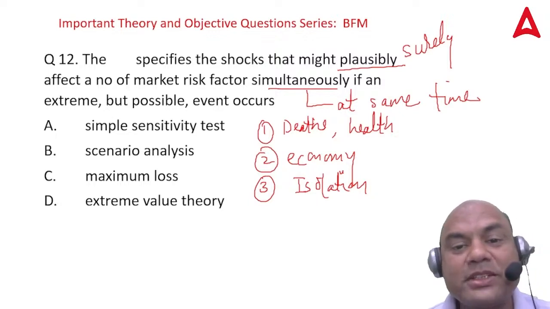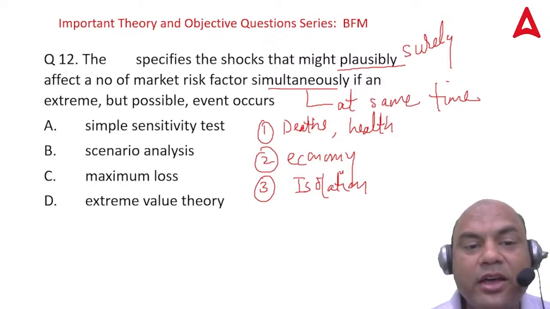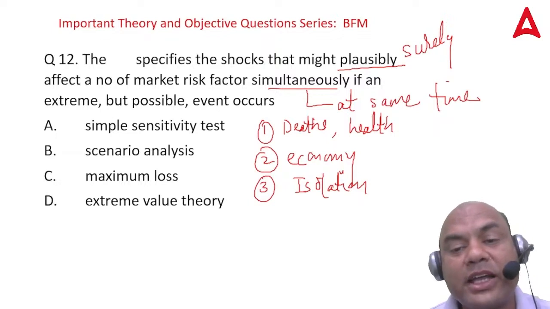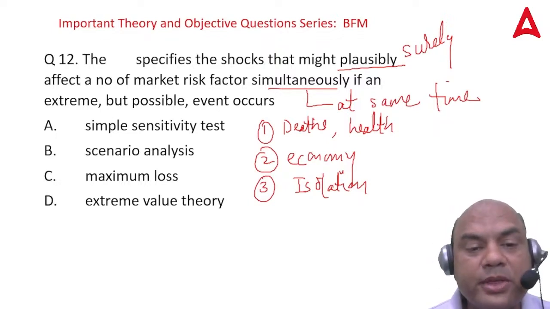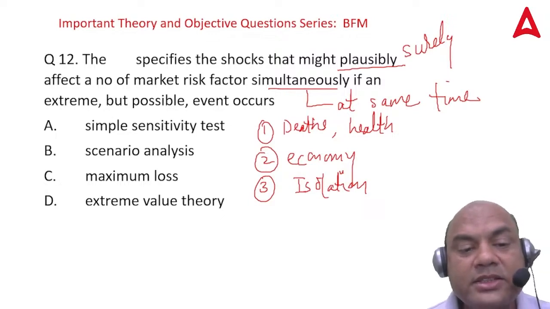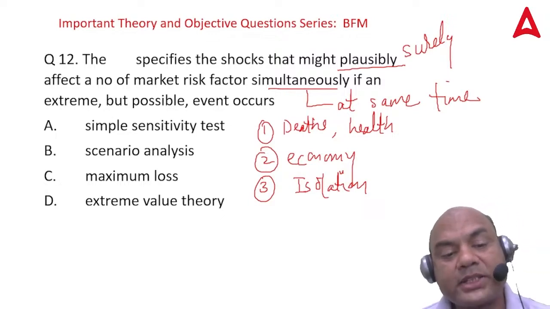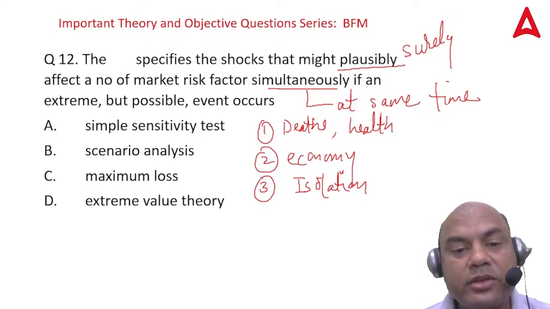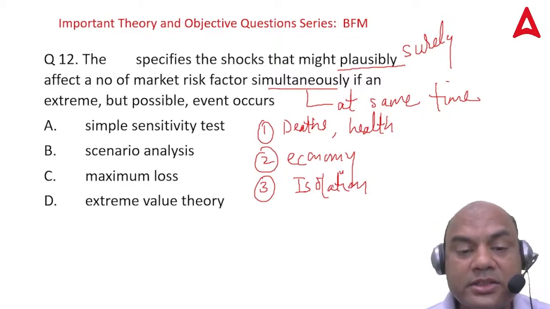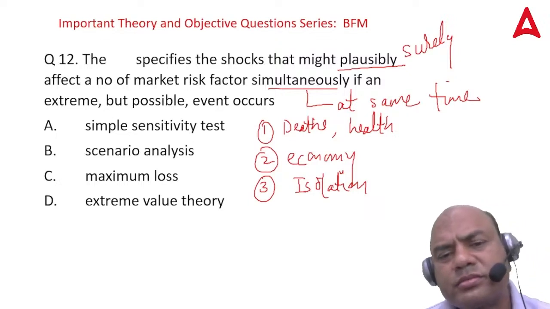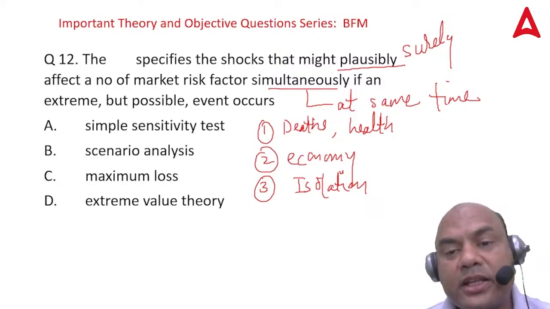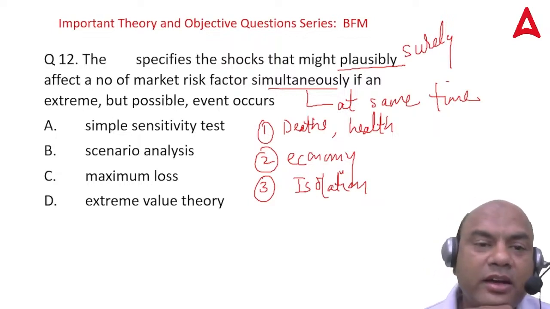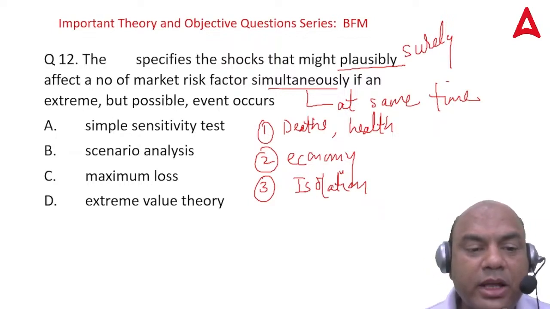The dash specifies the shocks that might surely affect a number of market factors at the same time if an extreme situation happens. So what specifies? Simple sensitivity, scenario analysis, maximum loss and EVT, extreme value theory. So which one gives you the answer over here? What all scenes can happen? What all situations can happen? So who can give you this? Again, I am seeing many of you typing this EVT.